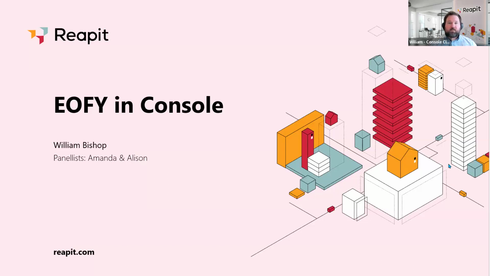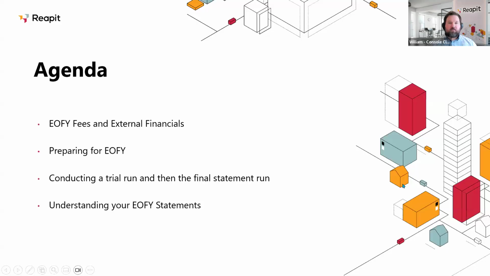With that said though, let's just have a bit of a quick look at the agenda. So we're going to start off with end of financial year fees and external financials. We'll have a look at preparing for end of financial year, conducting a trial run, and then the actual statement run itself. And we'll just round this out by having a look at what the statement looks like, so you can have a bit of an understanding of what that is.